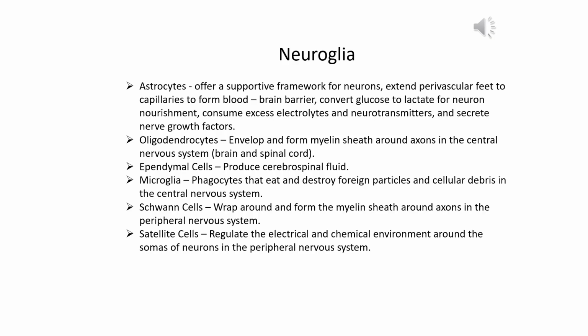astrocytes, offering a supportive network for the neurons. In other words, giving to them somewhat of a skeleton so that they have a particular location to be and a particular shape to maintain. So astrocytes kind of serve as a skeleton for the nervous system. Those perivascular feet are extensions of astrocytes that wrap around the capillaries to prevent certain things that might be in the blood from getting into the cerebrospinal fluid.